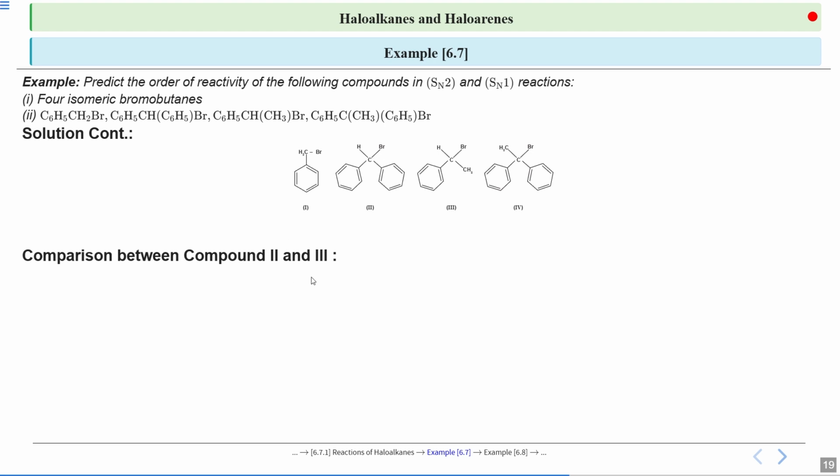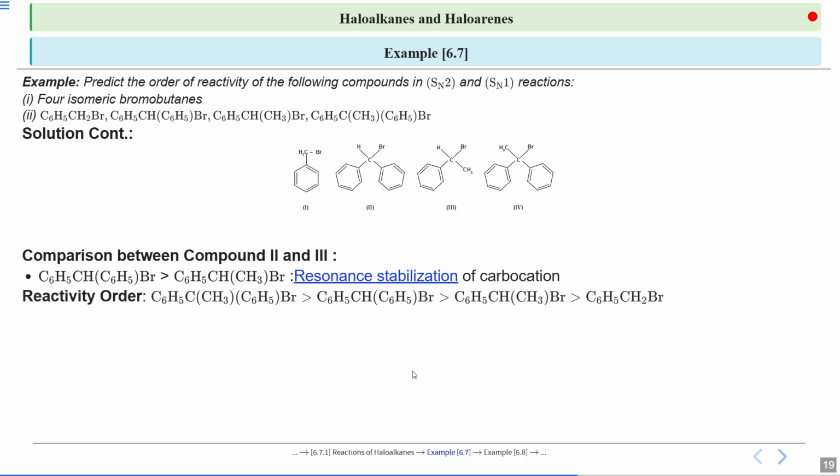Now, because compounds second and third both give us the secondary carbocation, we will compare them. Of these two, the most reactive is the one where two benzene rings are present, that is the second compound. Why? Because resonance stabilization of the carbocation will happen in the second structure compared to the third structure. In the third structure, there is only one benzene ring and the other carbon is of a methyl group. So there is an absence of resonance stabilization in the third compound. So the second compound will be more reactive, or more stable, due to resonance stabilization of the carbocation shown by the two benzene rings.